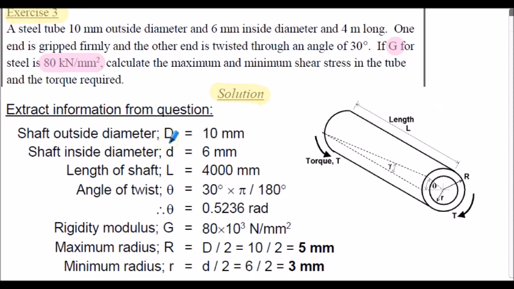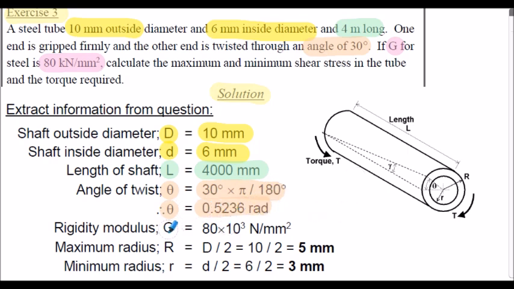So my outside diameter of the shaft is 10 millimeters, stated in the question. Inside diameter, lowercase d, here is 6 millimeters, that's stated in the question. But notice that the length is 4 meters in the question, so I've converted that to 4,000 millimeters here. We're given in the question the angle of twist is 30 degrees, so theta is 30 degrees, and I've converted that into radians here.